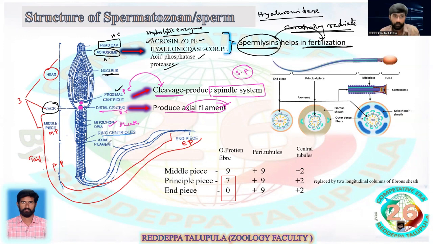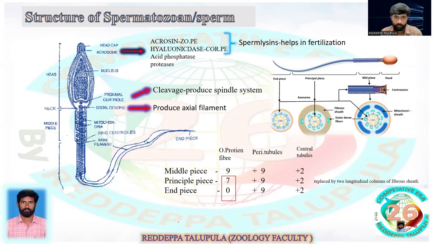That means a ring. See here the ring is. It is the ring. That ring is called ring centriole or annulus or Jensen's ring. Annulus or Jensen's ring. Okay. Next, it is the axial filament which continues to the principal piece and from there to the end piece.